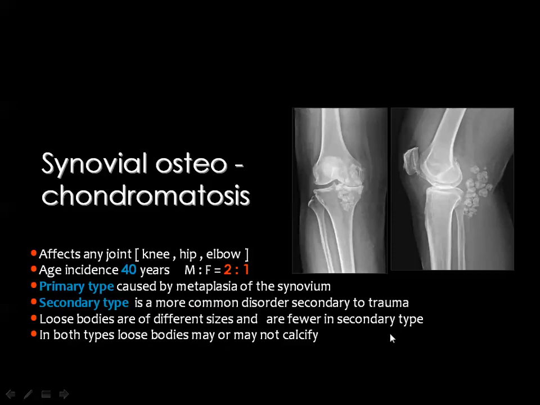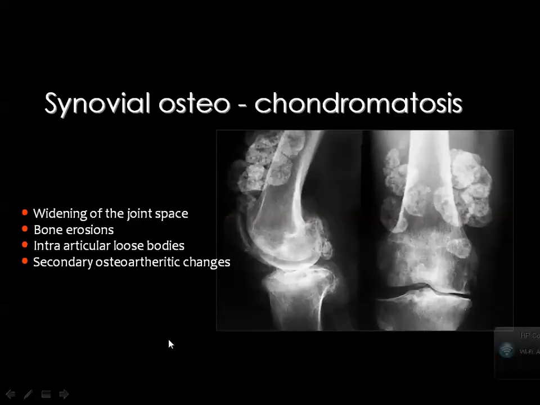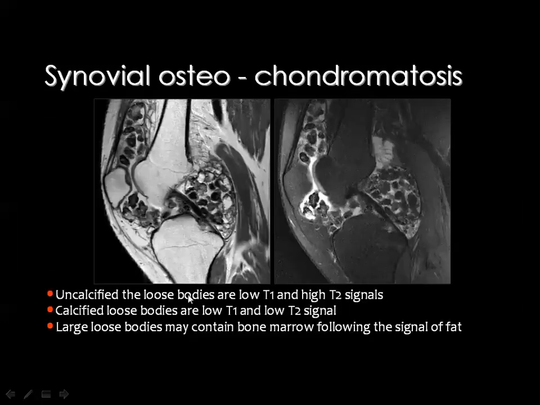Many loose bodies can be identified within the joint space, and these loose bodies may or may not calcify. If they are calcified, you can detect them by X-ray. If not, MRI and ultrasound can see these lesions very clearly. The lesions will result in widening of the joint space, later on erosion of the articular cartilage, and the development of secondary osteoarthritis. And this is the appearance by MRI, T1 weighted image, and T2 weighted images.